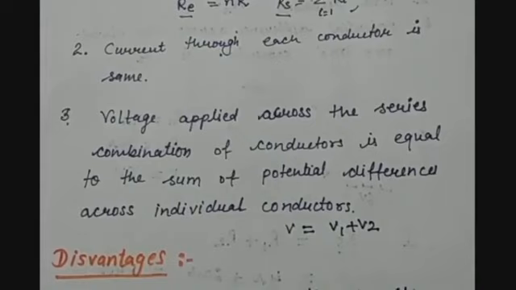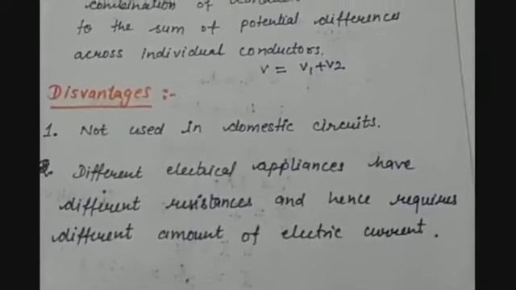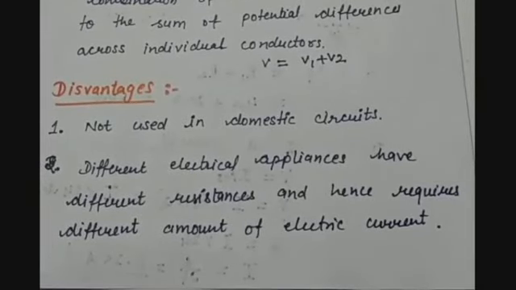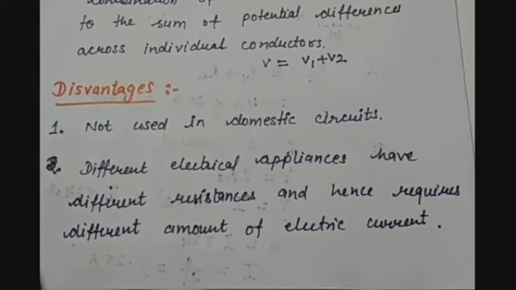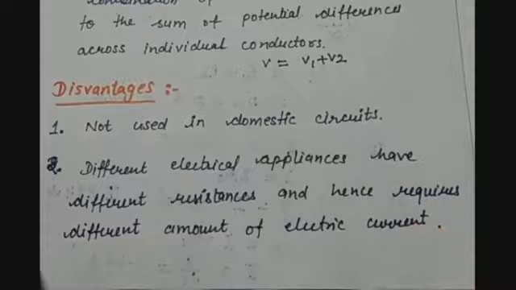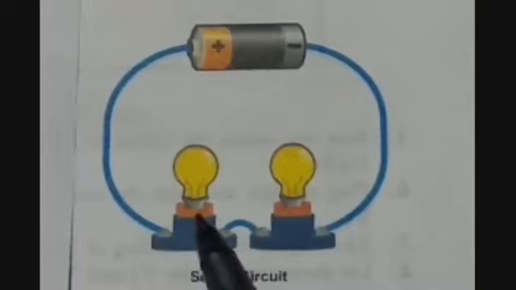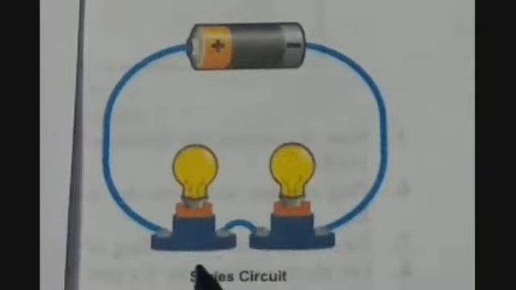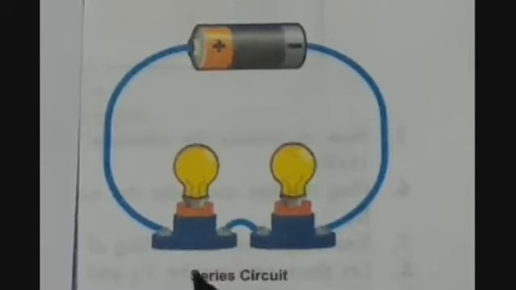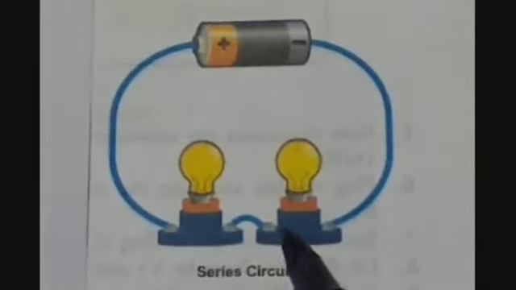But this type of combination has certain disadvantages. Let us see what they are. The first disadvantage of series combination of conductors is that these are not used in domestic circuits. You must be thinking why? Let us see why it is not used in domestic circuits. Because all the electrical appliances have their own resistance, and according to that they require different amounts of current.